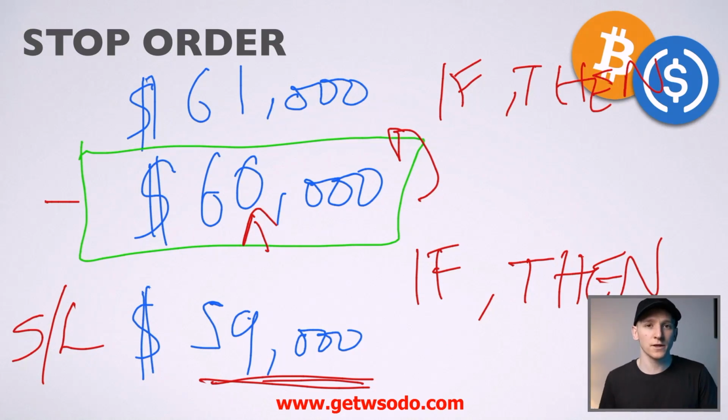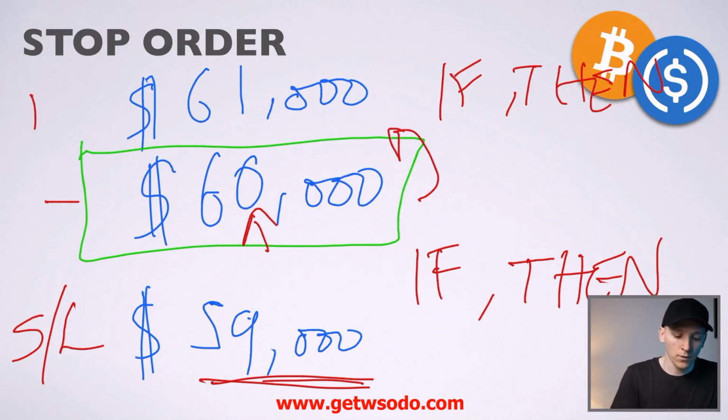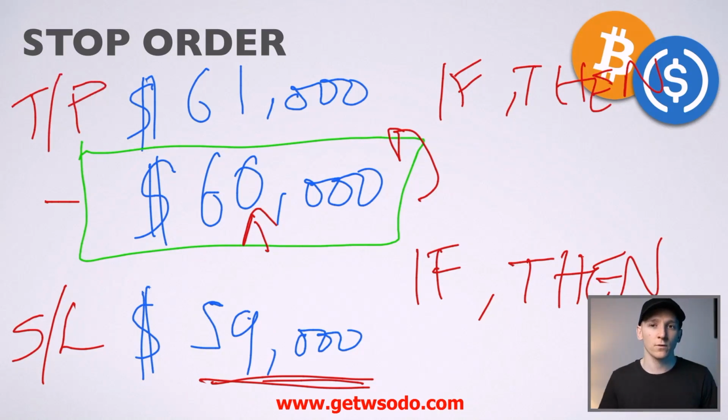It's different than just a limit order, right? So if the price gets to 61, then we can go and enter either a limit or a market order. And this is called a take profit. So you're saying if the price gets to a certain level, then you can go and enter either a limit or a market order for me.